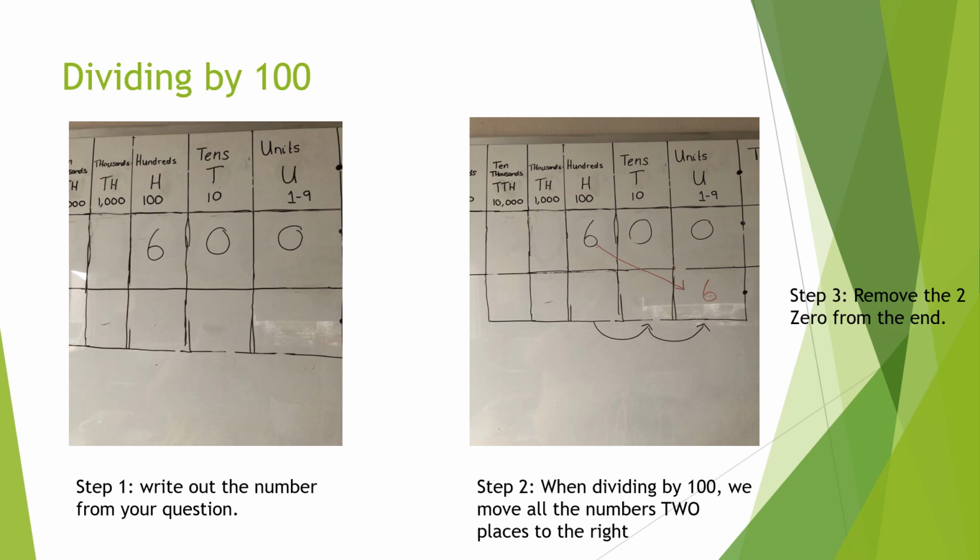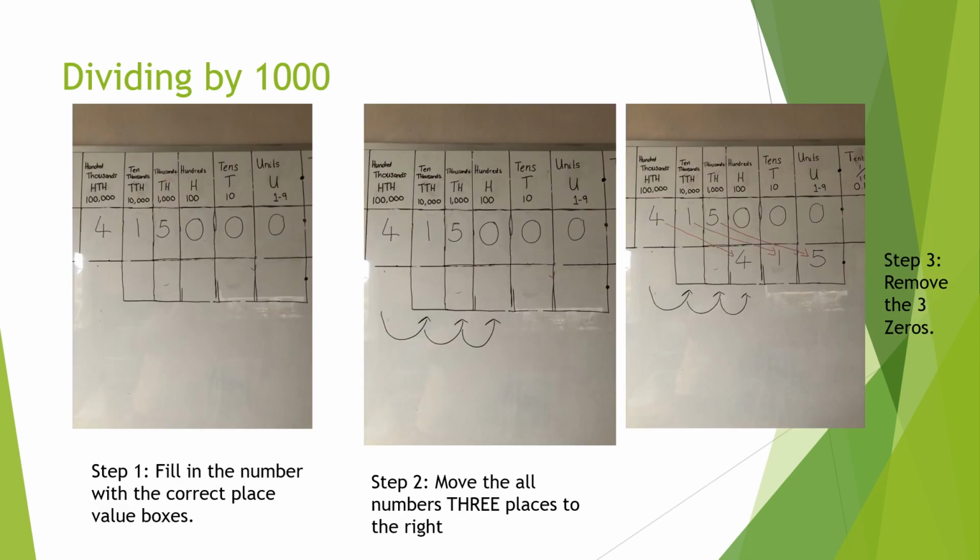Okay, so let's move on to dividing by 1,000. You can see a wee pattern forming here. When we've got dividing by 10, we're moving 1 place. When we're dividing by 100, we're moving 2 places. And when we divide by 1,000, yes, you're right, we move 3 columns to the right.